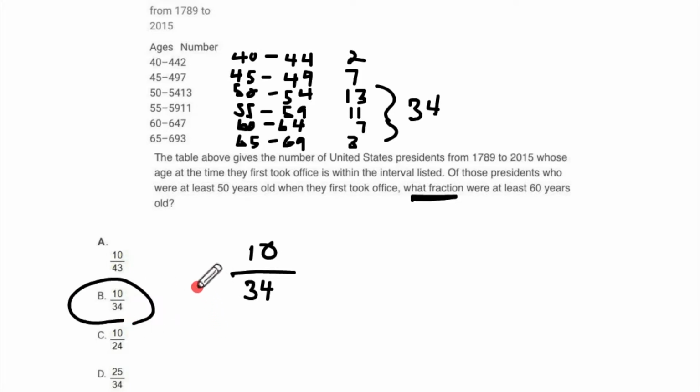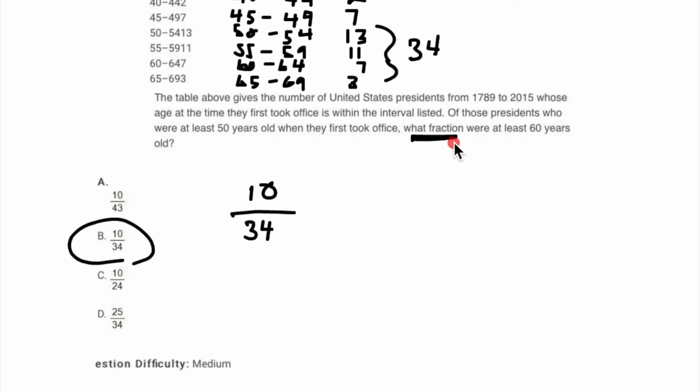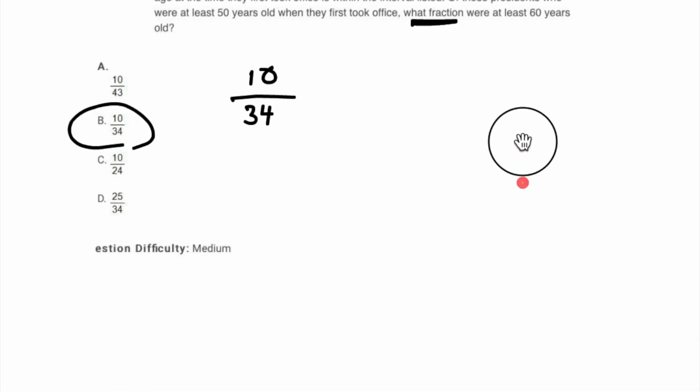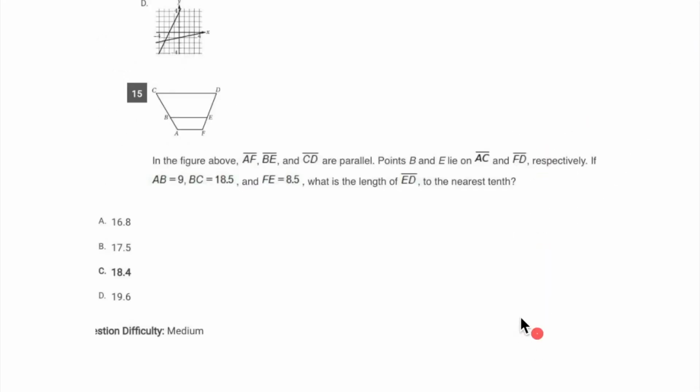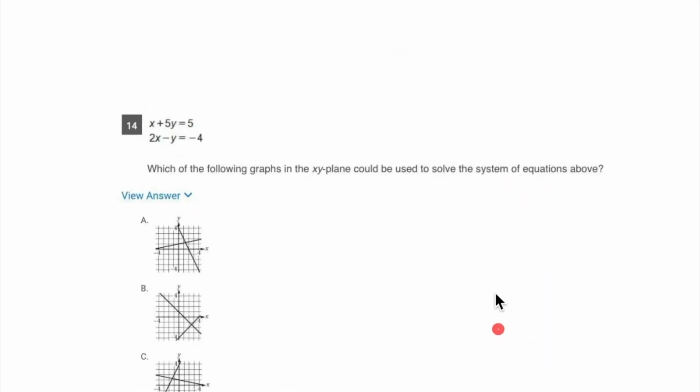Not that hard, but this one does come out to be, I do believe, a medium difficult problem. So it's really tricky because they're asking what fraction, and you have to read it really carefully. So it's just a careful read kind of problem. Number 16, they're going to start getting more and more difficult here as we go.